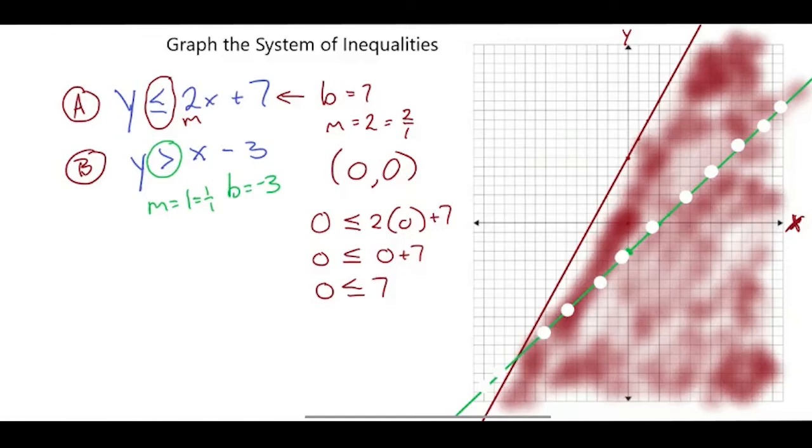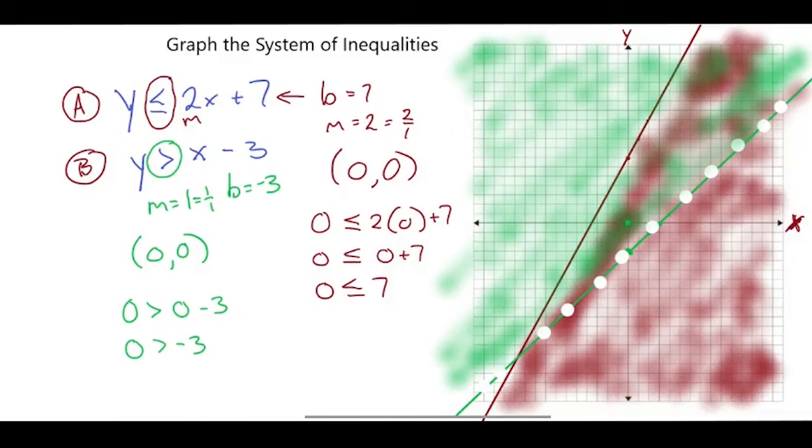So now I pick a point. I'm going to pick the point 0, 0, because 0, 0 is not on this green line. So I'm going to try 0, 0 and see if 0, 0 works. So 0 is greater than 0 minus 3. Well, 0 is greater than negative 3. That is true. So I'm going to shade where 0, 0 exists.